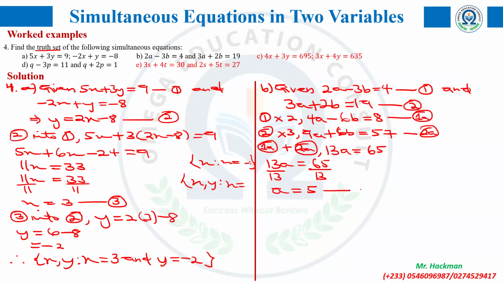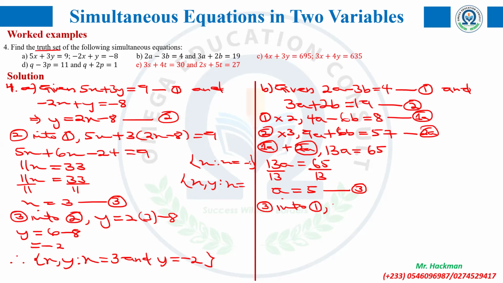So you label this as equation 3. Then you go and write equation 3 into either the original equations or the transformed equation. But because you multiplied your original equation by a constant, your transformed equation will always be a bigger equation. So you go and use the original equation. So I will go for equation 1. So equation 3 into equation 1, comma.